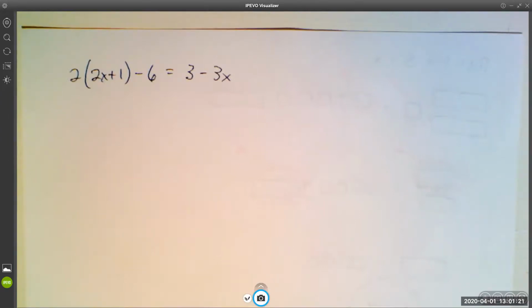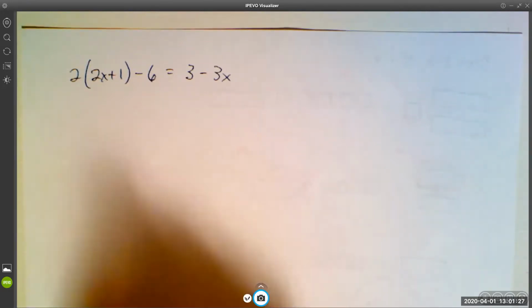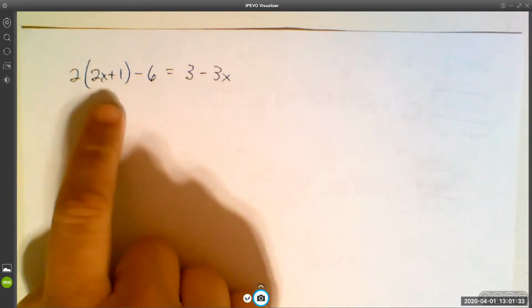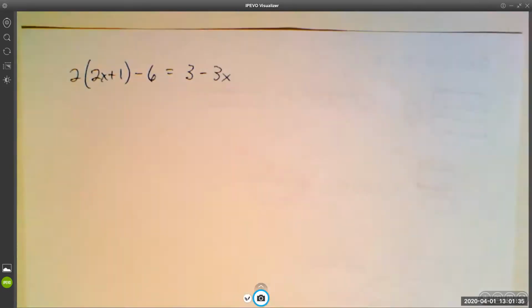Okay, so I'm going to start putting my solution up here. In the first place, we haven't really talked about expressions like this and how to display expressions like this using algebra tiles. I think you'd probably be tempted to just distribute the 2 and say, well, it's 4x plus 2 minus 6. But you don't even have to do that much.